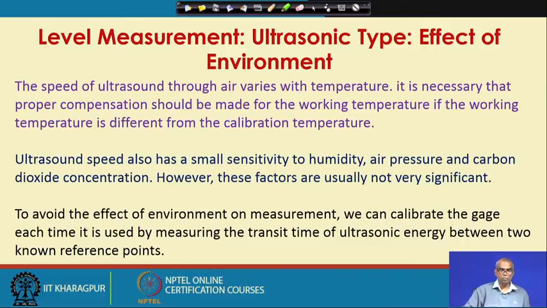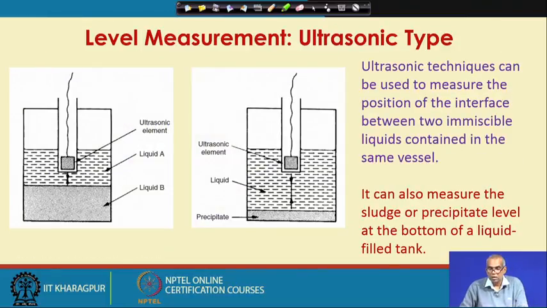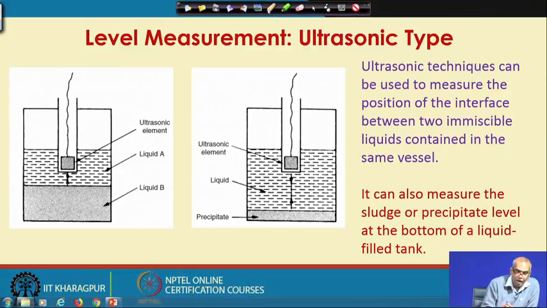Ultrasonic techniques can be used to measure the position of the interface between two immiscible liquids contained in the same vessel. So, here I have liquid A, I have liquid B. So, liquid A and liquid B are immiscible. So, there is an interface between these two immiscible liquids. So, using an ultrasonic device, it is possible to locate this interface between these two.